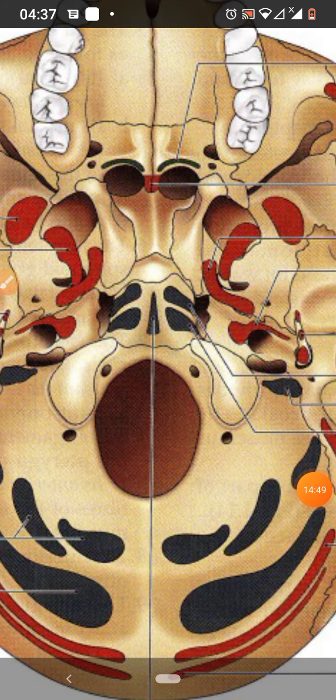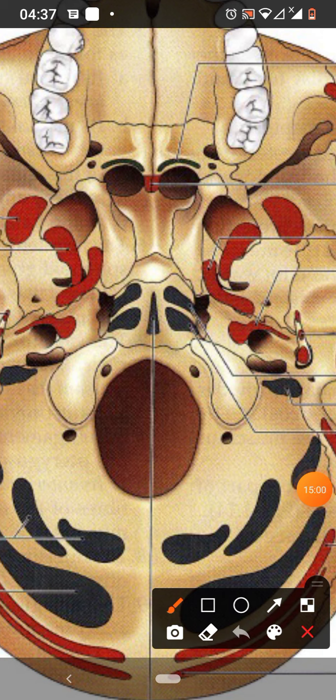So you know that here the palatovaginal canal is present. The structures which are passing through the palatovaginal canal are the pterygopalatine ganglion and the pharyngeal branch of the maxillary artery.